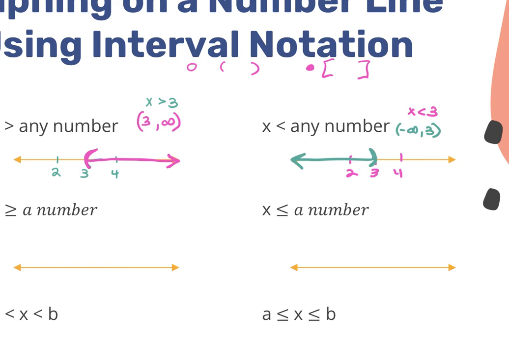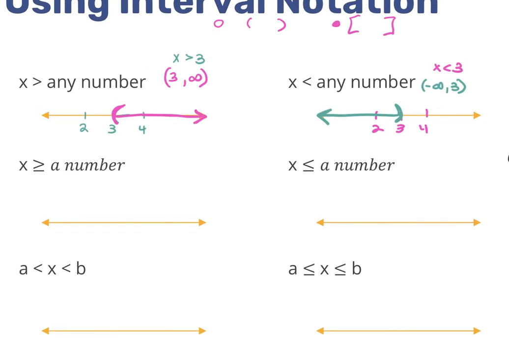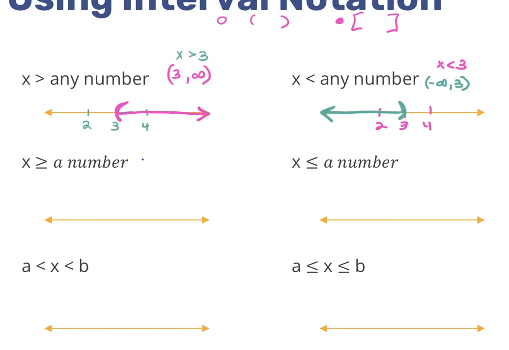With me so far? So now all that changes if it's less than or equal to or greater than or equal to is we now use the bracket instead of the parentheses. So if it's greater than or equal to 3, then I'm going to get 2, 3, 4, and it's going to be a bracket on the 3.